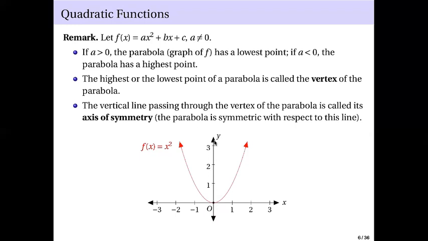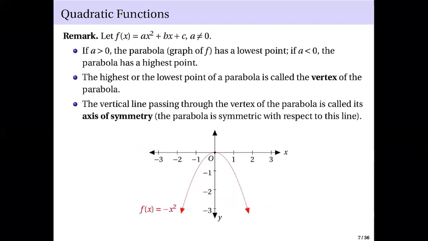So it happens that this is the y-axis. But if you fold the plane along this y-axis, then this side here will just overlap this graph here. So that's why it's the axis of symmetry, or it is said that the parabola is symmetric with respect to this line. So a greater than 0, a here is 1, we have a lowest point.